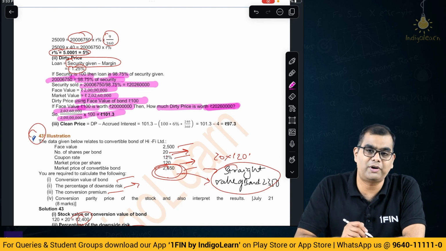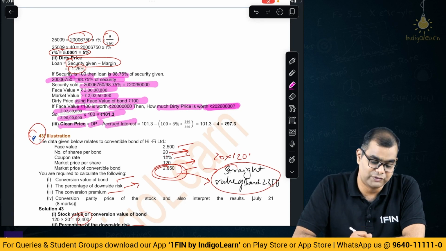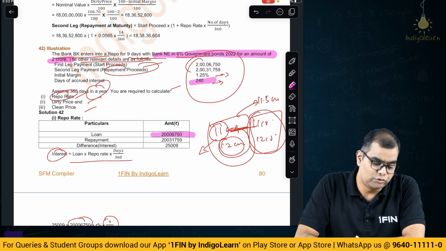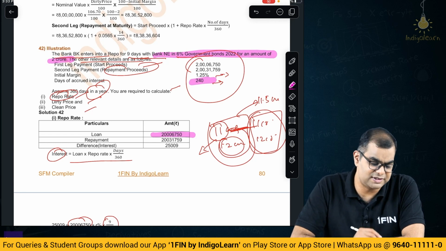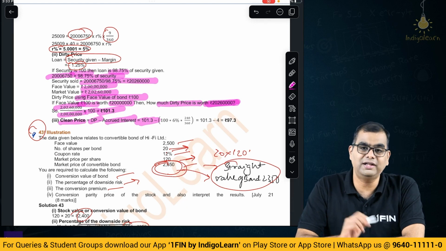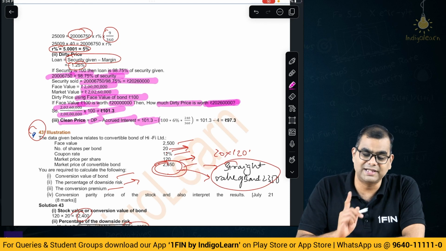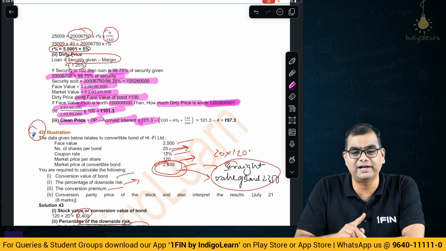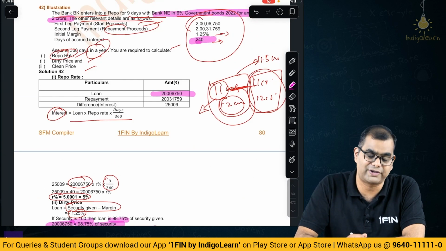With 101.3 as the dirty price, what is the clean price? Your dirty price minus accrued interest. What is accrued interest? On this 101.3, you will have 240 days of accrued interest. They themselves have given. So, 101.3 is the dirty price, and on 100 rupees face value, you have 240 days of accrued interest. They themselves have given 240 days of accrued interest.